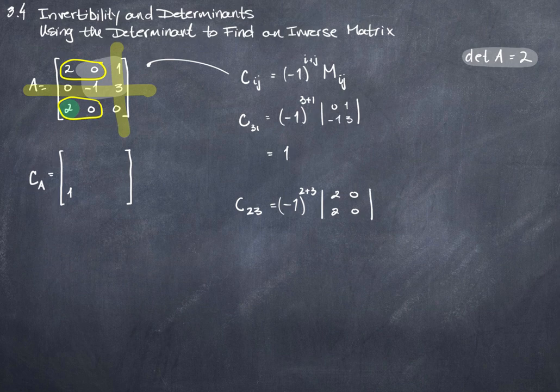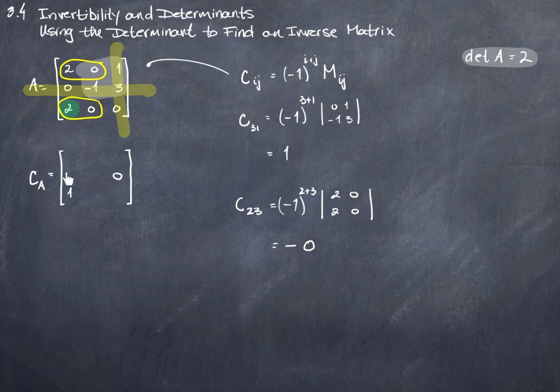All right, so I'm going to have this time negative 1 to the 5th power. That's an odd number, so that's going to be a negative. But my determinant here is 0 minus 0, so that's 0. And 0 is neither positive nor negative, so the thing that's going to go in this position here in my cofactor matrix is 0. I'm going to do this for every entry in this matrix.